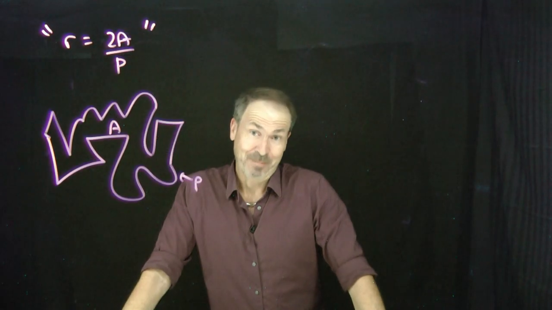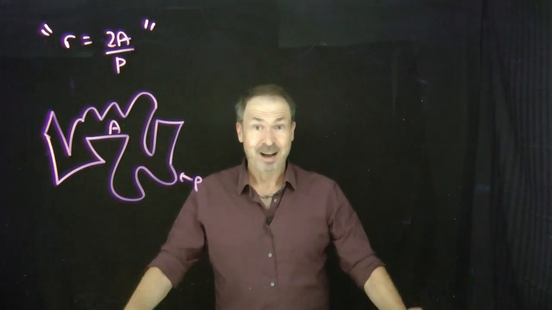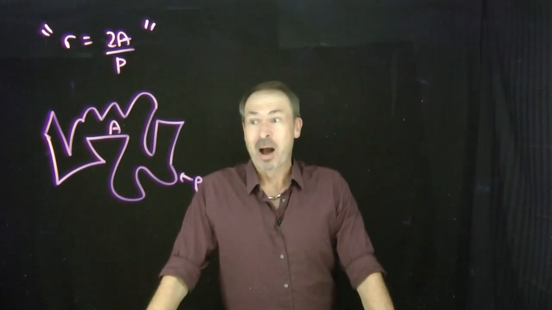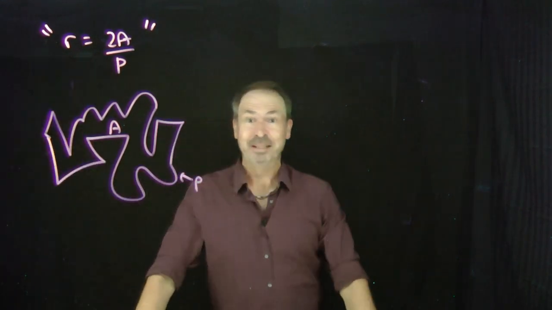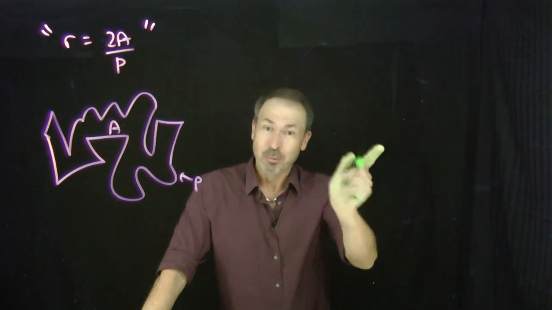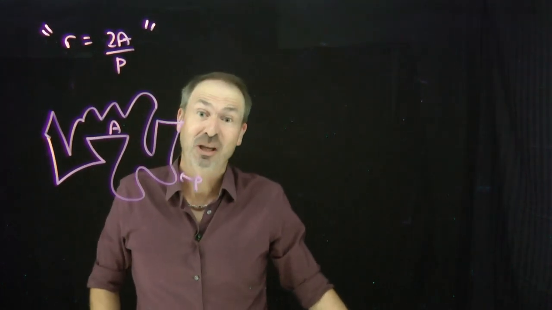Okay, an honesty moment. We can associate an R value with any odd shape we like, that's fine, but I personally have no idea what this R value means geometrically for a shape that's as wild and crazy as that one. But there is one class of polygons for which I do know what the R value actually means geometrically.